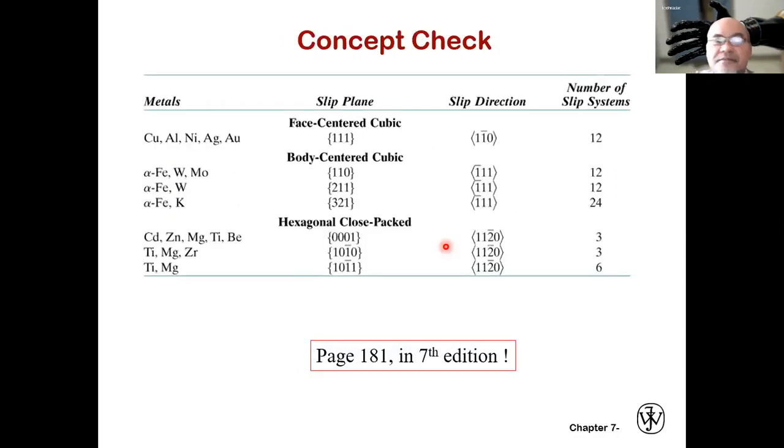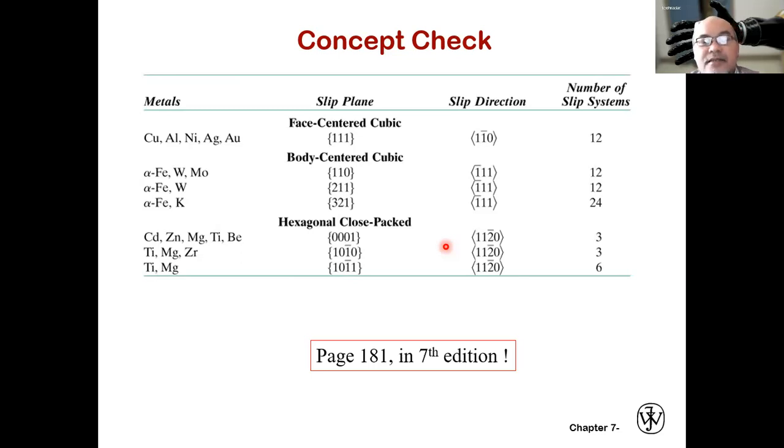So for example, here in face center cubic, you will have 12 slip systems coming from the {111} family of planes, in which case within a single cube you can have four {111} planes, like this, like this, and like that. The slip direction for each of the planes is in the <110> family. So 4 times 3, 12 slip systems.